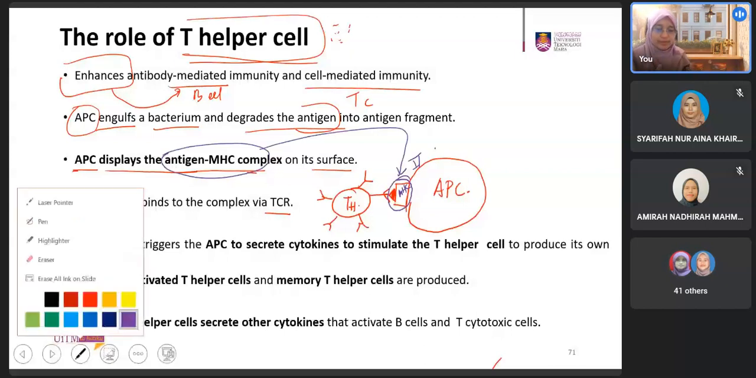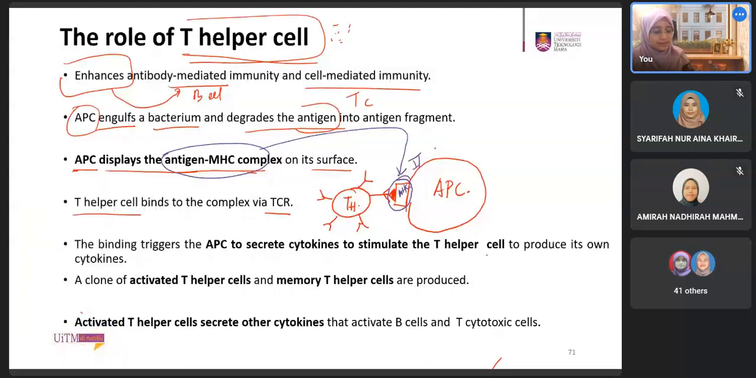APC, you have the interaction between APC and helper T cell. So the APC will secrete cytokines. Okay, cytokine secreted by the APC. So the binding triggers APC to secrete cytokines to stimulate the helper T cell to be activated.